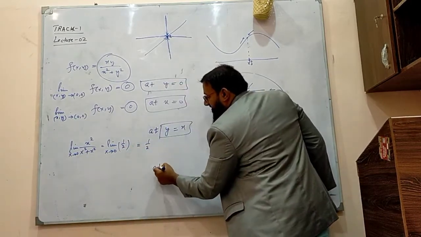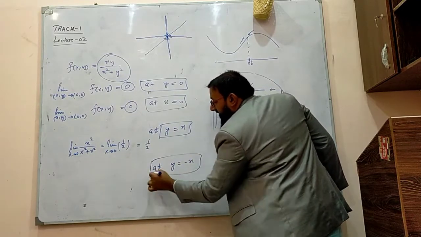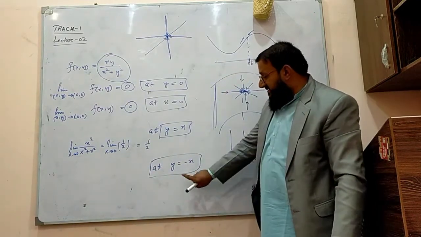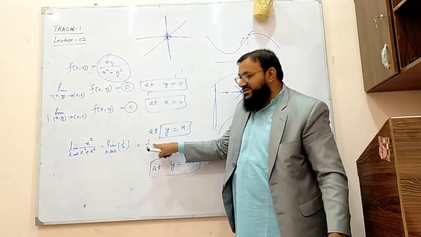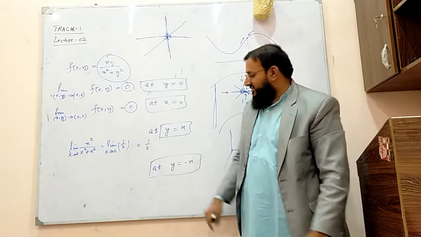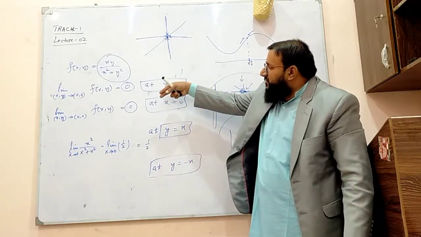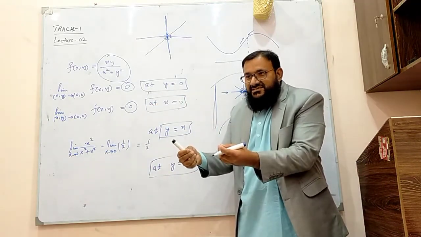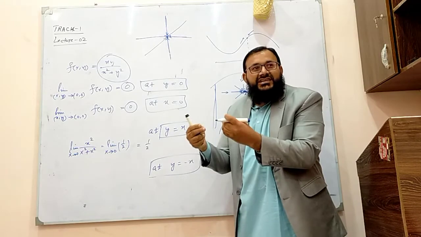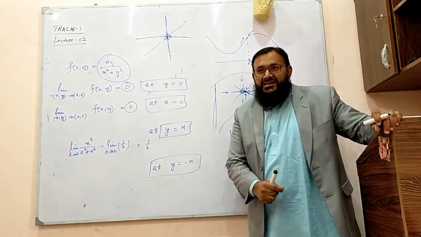Now I'm changing to something else. I'm finding the limit along this line, y is equal to minus x. You see one thing: what is the limit here? 0. What is the limit here? 1 upon 2. When we go a different way, that limit changes. When you take two different paths and the value of the limit changes, it implies that the limit of that multivariate function does not exist. This is the idea.